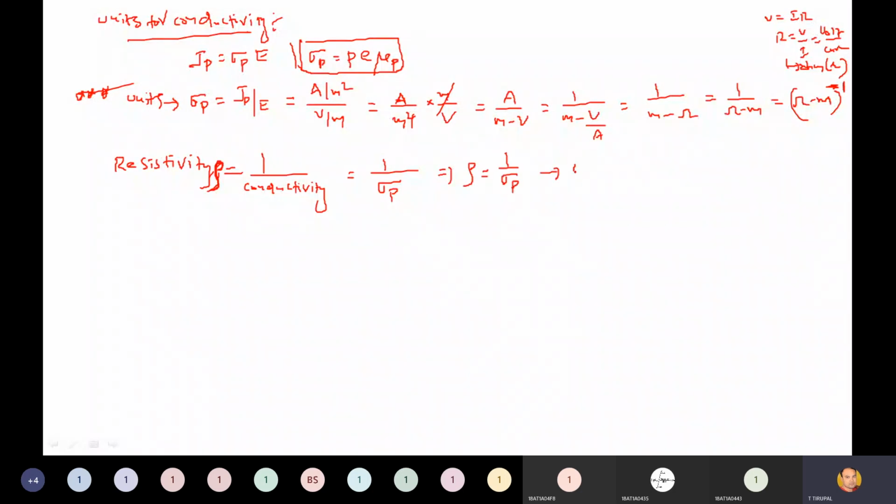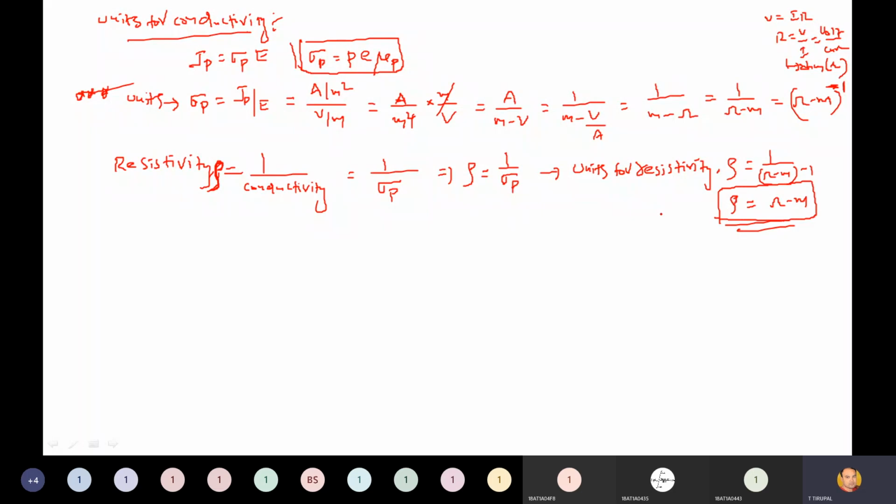Now, what are the units for resistivity? Rho is equal to 1 by conductivity. What are the conductivity units? Ohm meter inverse. So now what are the units for resistivity? That is equal to ohm meter. These are the units for resistivity.